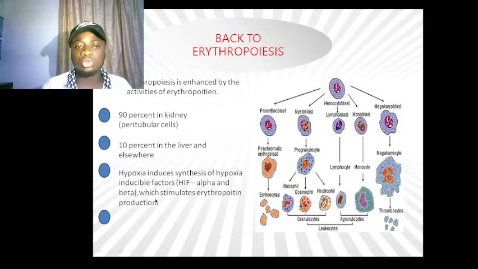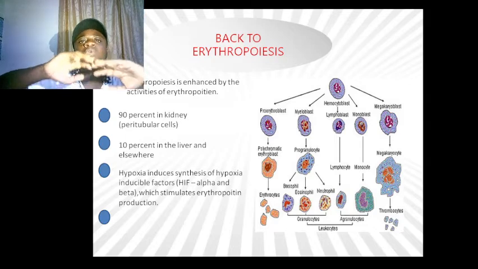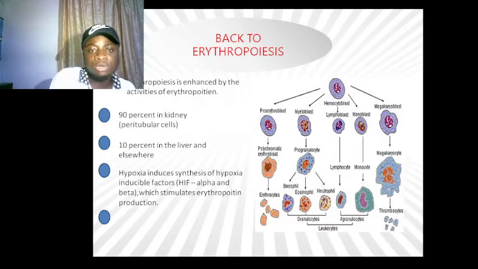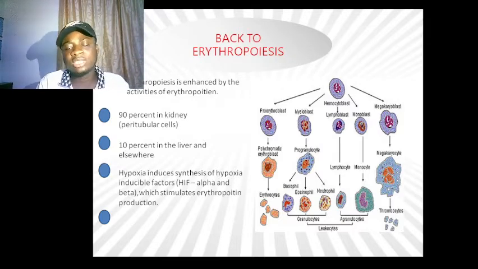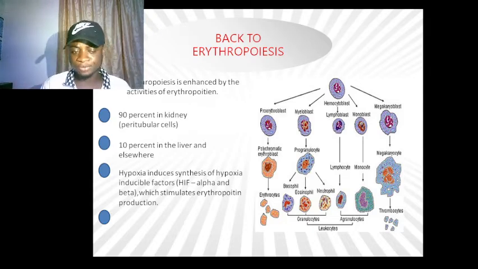What will they do? The hypoxia inducible factors stimulate erythropoietin production. And of course, you know what erythropoietin is coming to do? It will cause erythropoiesis, the production of RBC. So always remember this. When you are hypoxic, when you have a low level of RBC, the hypoxia will induce synthesis of HIF, alpha and beta. HIF means hypoxia inducible factor.